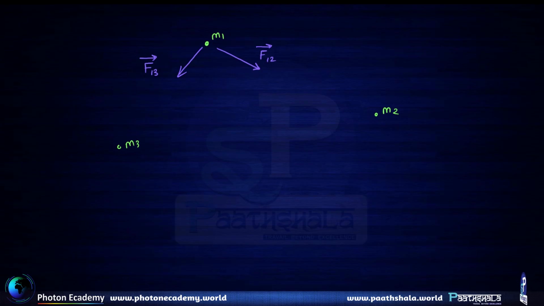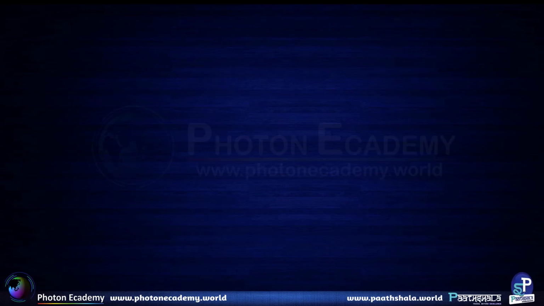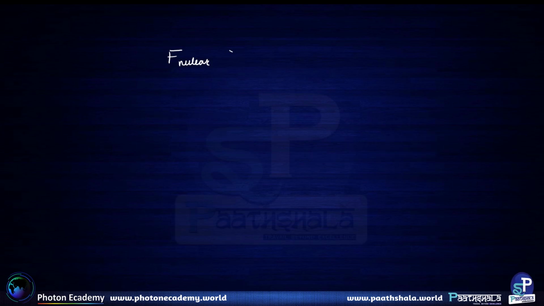Usually gravitational force will be relevant only when other forces are not acting, because gravitational force happens to be the weakest force. The nuclear force that binds the protons and neutrons together inside the nucleus of an atom is stronger than the electromagnetic force. And electromagnetic force is much stronger than the gravitational force.